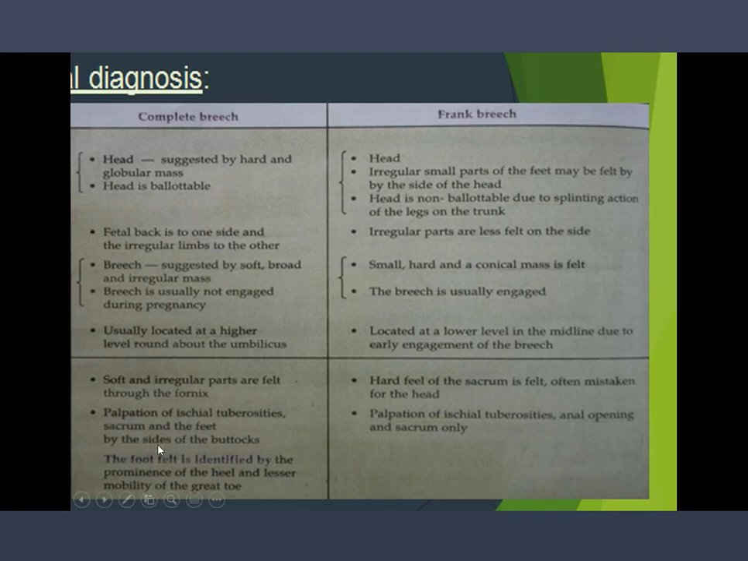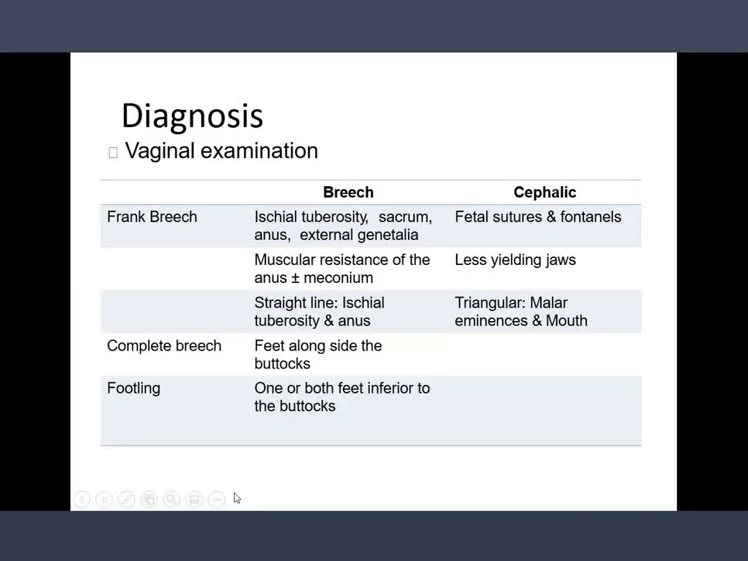You should know how to identify the fetal foot in PV examination. The heel will be prominent on PV examination, and also the great toe has lesser mobility when compared to the thumb. So this is the identifying feature for the fetal foot.